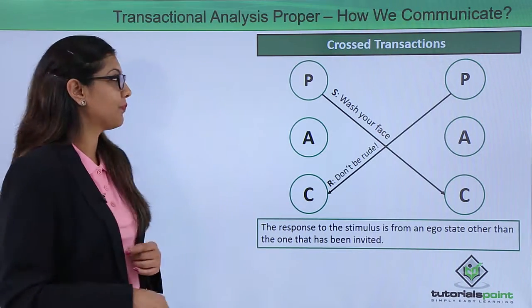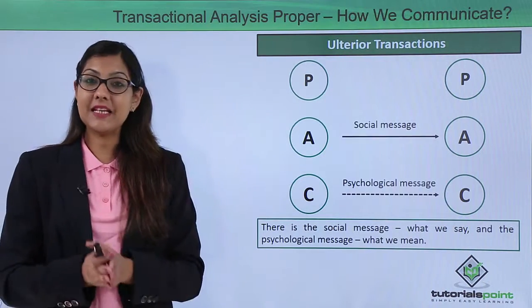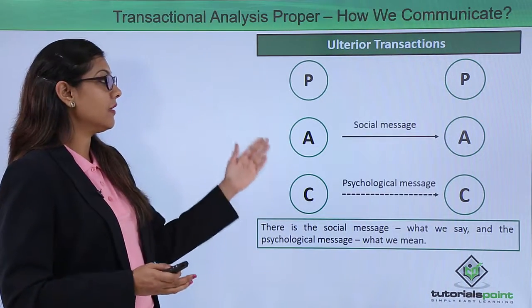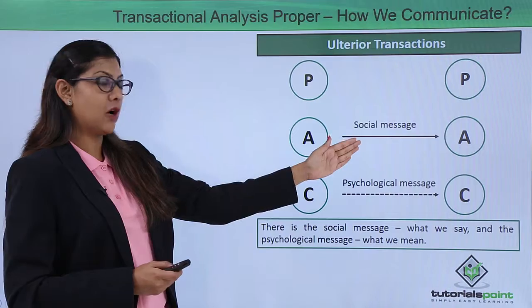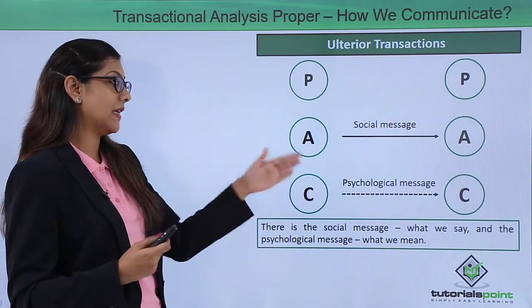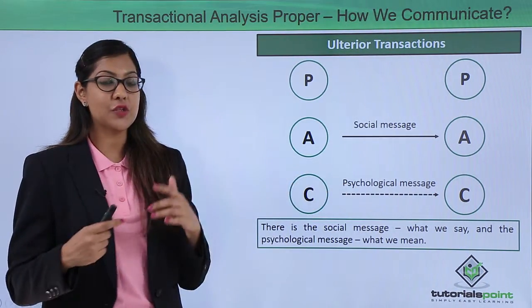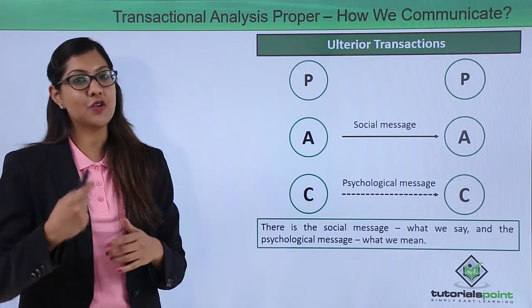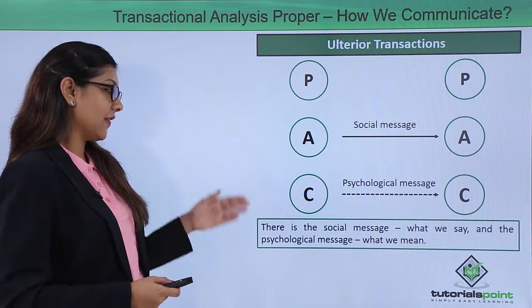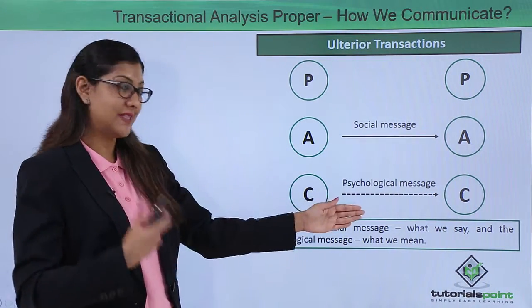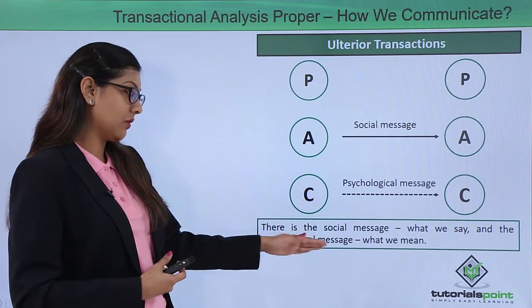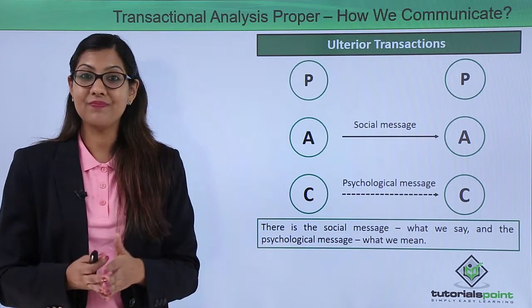The ulterior transaction stage is wherein a social message is given out, but what you really are trying to say is a psychological message, which is probably what you want to say, but you're not able to say it. Hence, there is a social message, what we say, and the psychological message, what we mean.